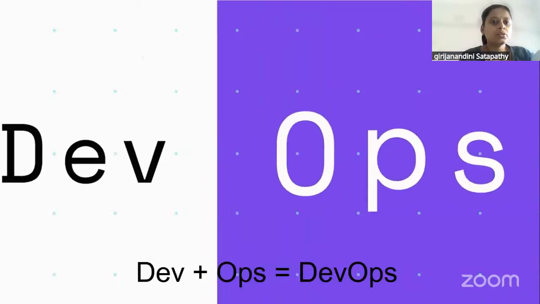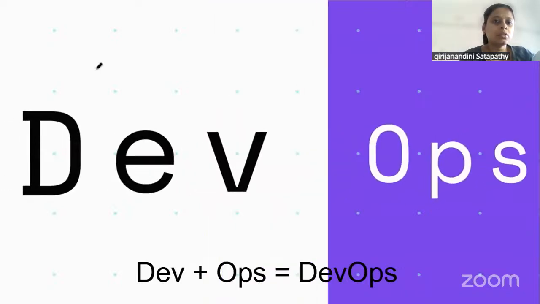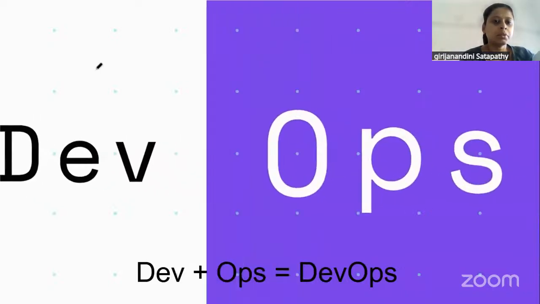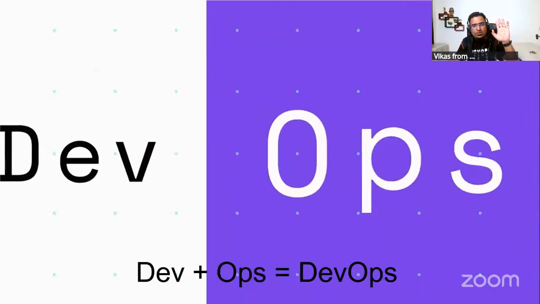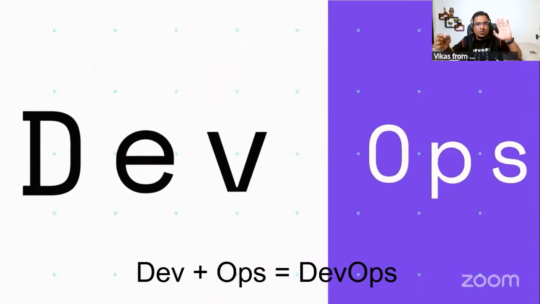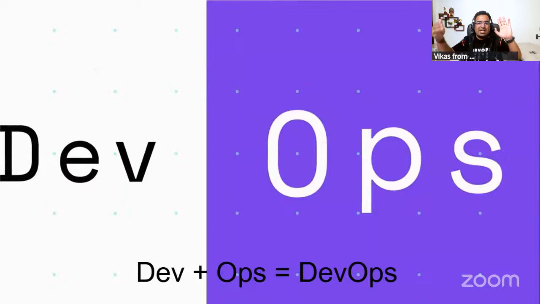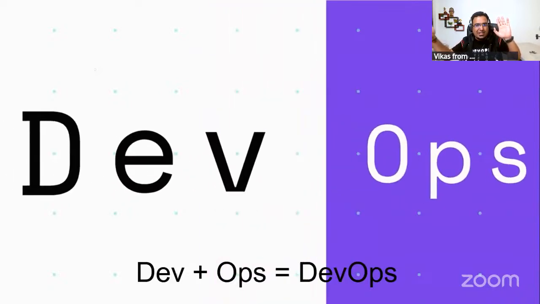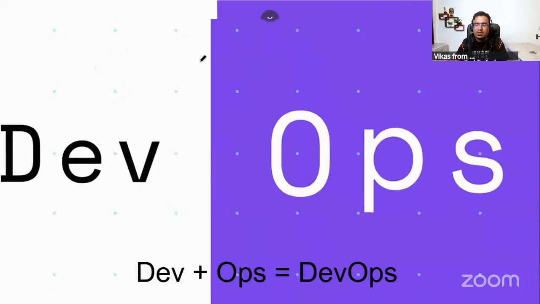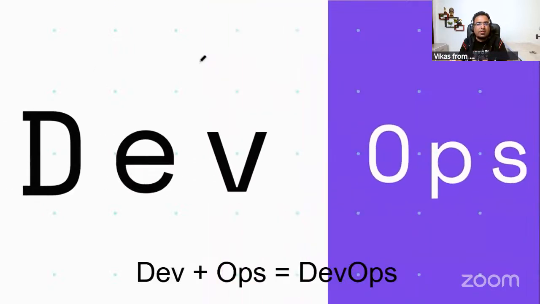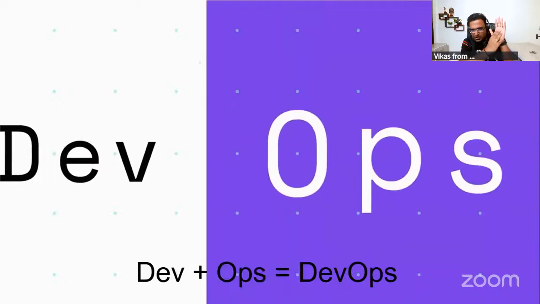DevOps is an automated process, a methodology or strategy to automate the process. Yes, DevOps follows processes like CI, CD, and with the help of that it automates the software development lifecycle, or makes the software development lifecycle run faster. Good, Giri. What else?